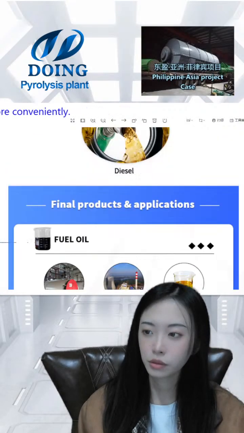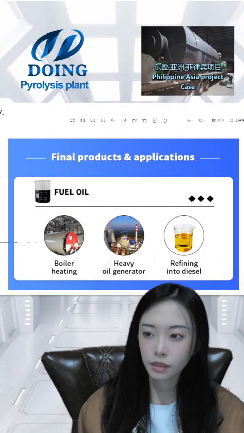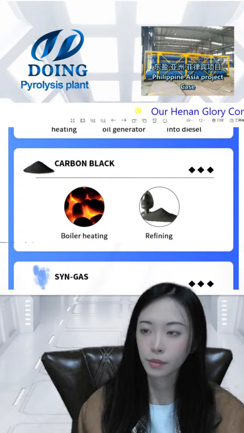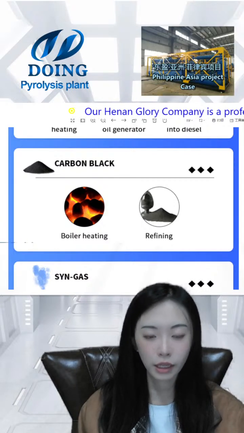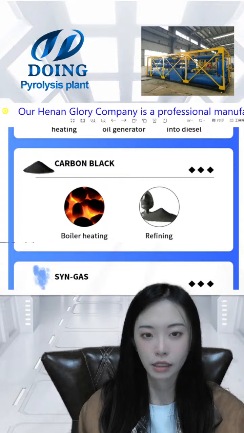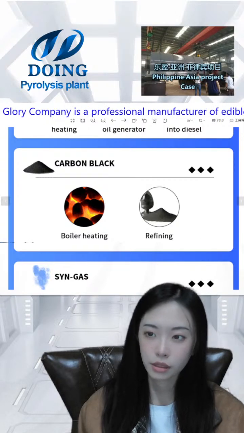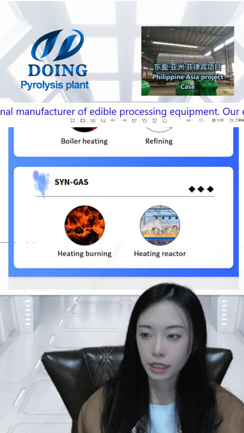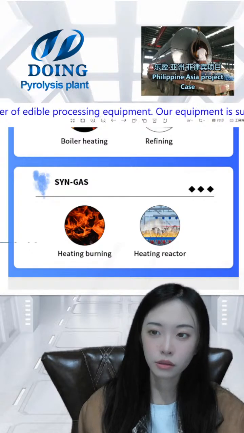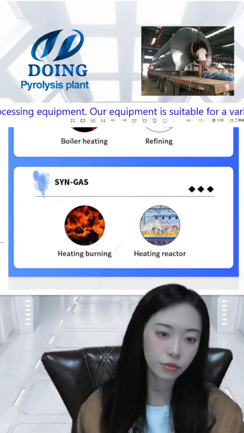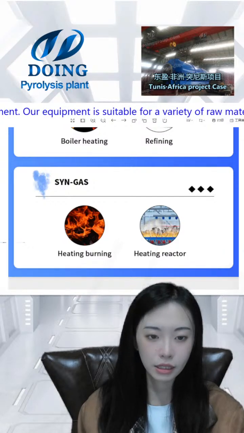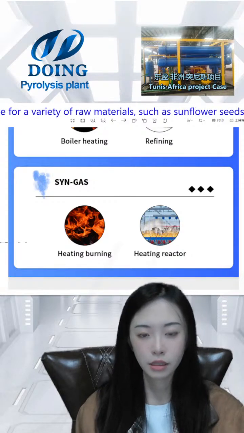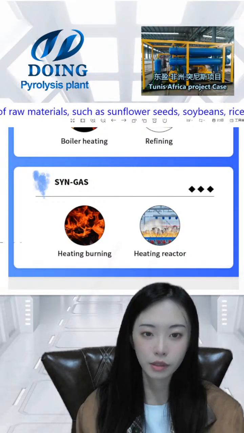Some final products and applications. The fuel oil: blower heating, heavy oil generator, refining to diesel. And the carbon black: blower heating and refining. It also has a high heating energy and a large range of uses. Syngas: heating, burning, heating the reactor. Besides heating the reactor, you can link with other factories that need this energy, because we have plenty of syngas and some of it is waste.